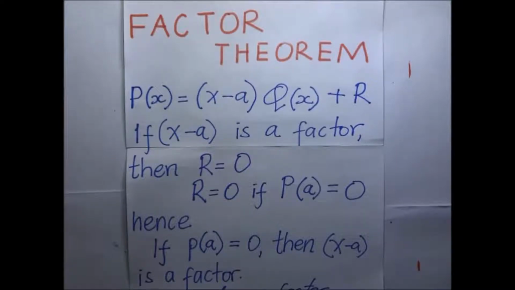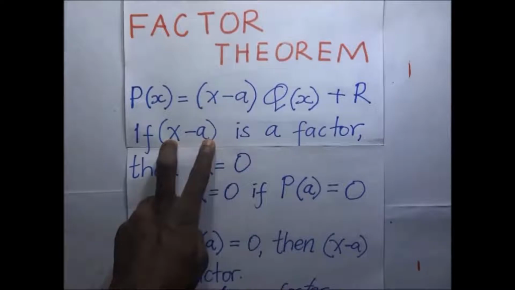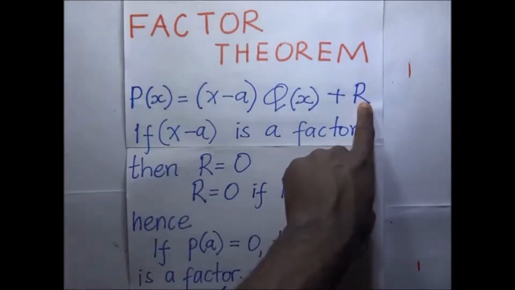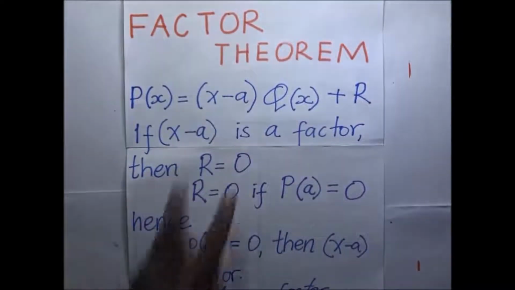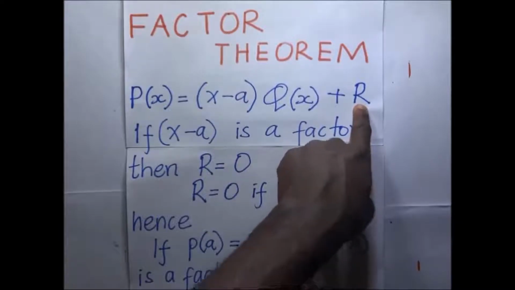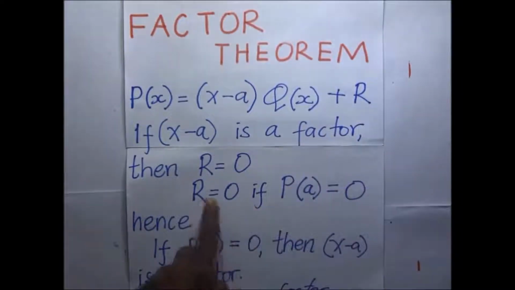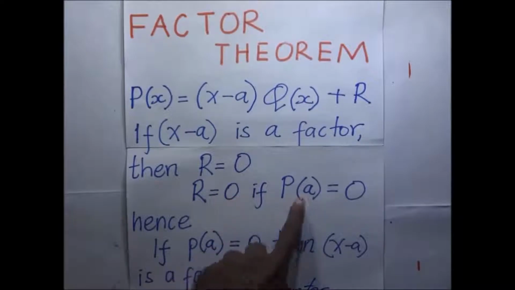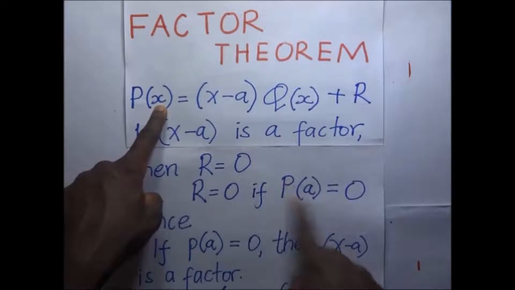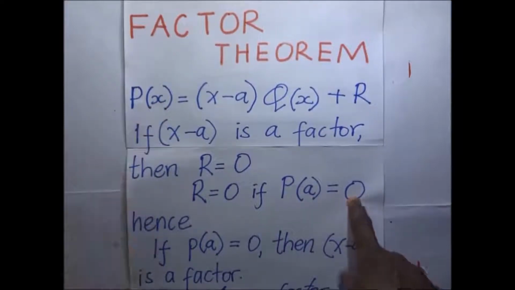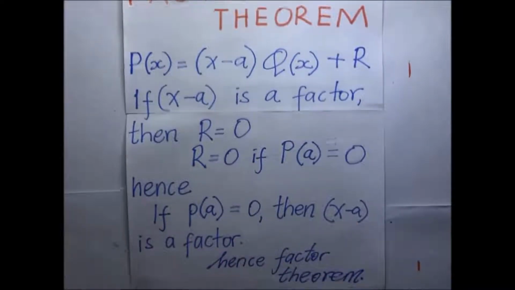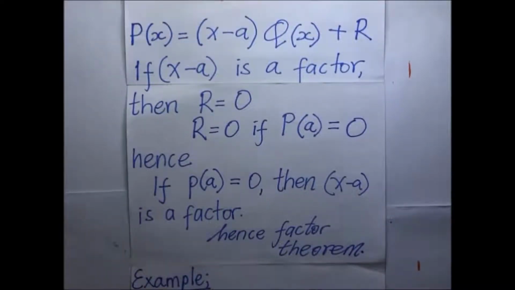Right up here, it is saying that if x minus a, which is the divisor here, is a factor, then r is equal to 0. This will be equal to 0 if this is a factor. If this is not a factor, then we will get a certain remainder. It could be 2, 3, or whatever number. So r will be equal to 0 if, when we substitute a in the polynomial, we get the answer as 0. Therefore, if p of a is equal to 0, then x minus a is a factor, and that is what constitutes the factor theorem.